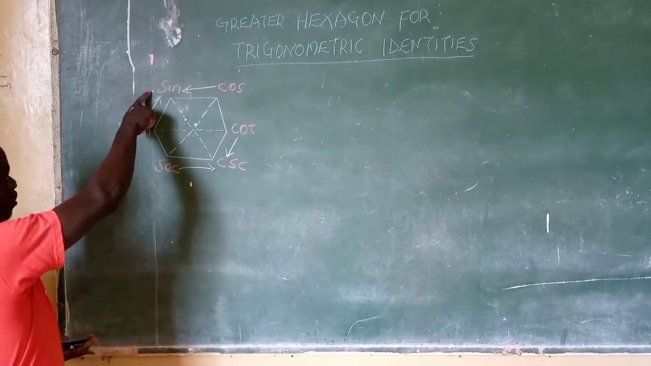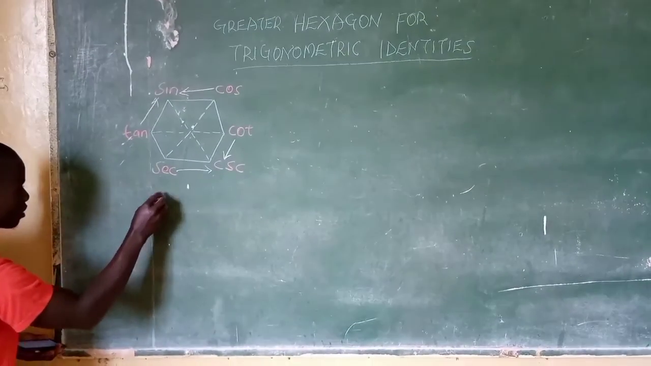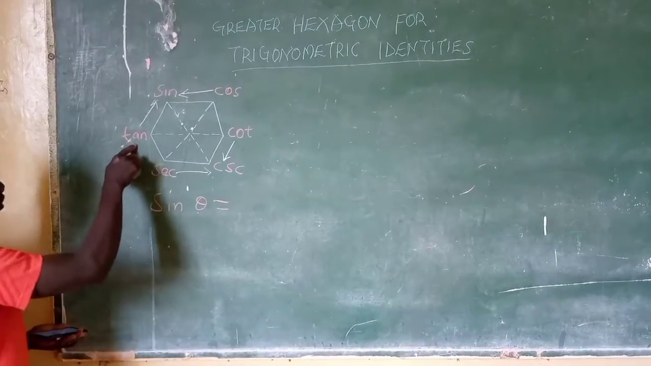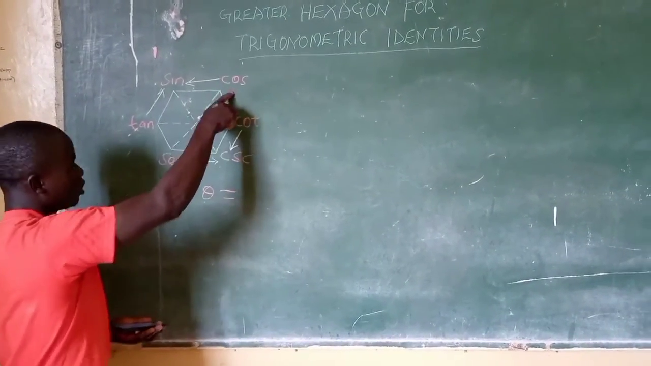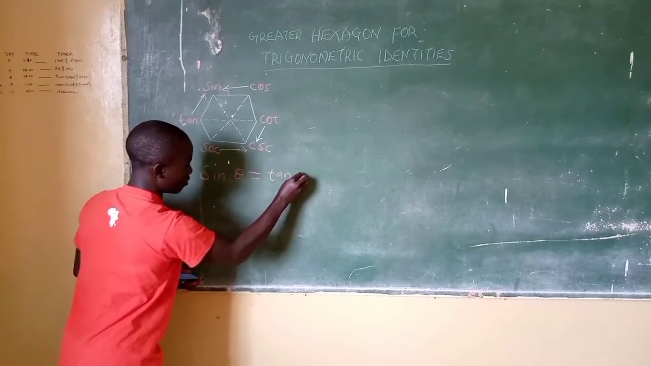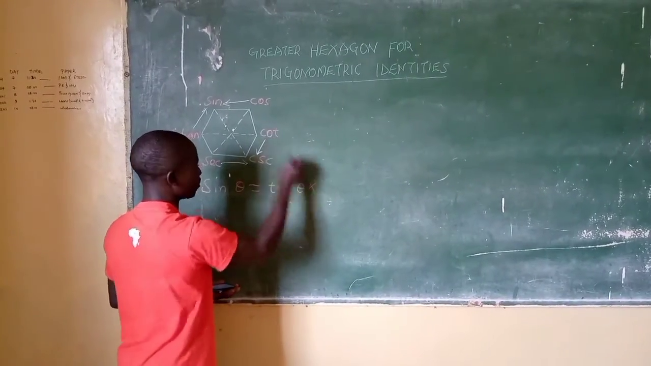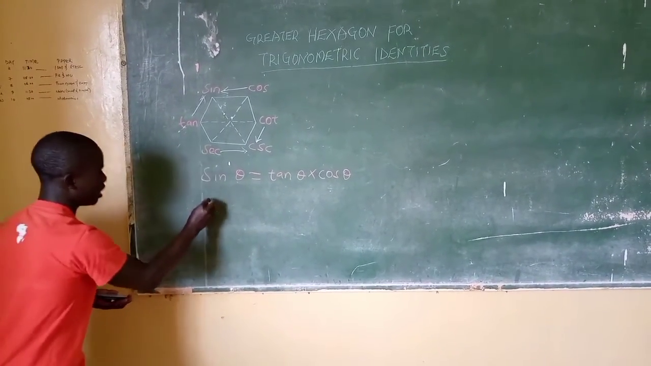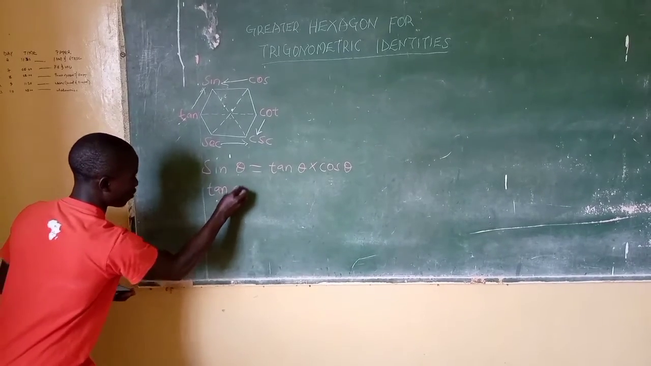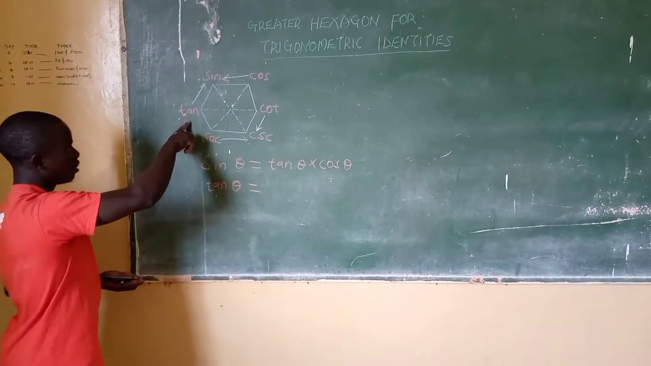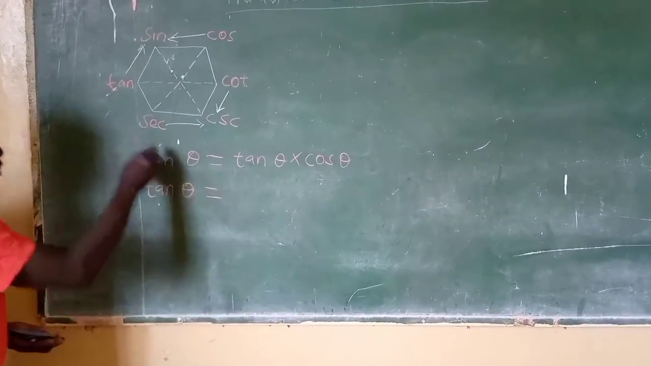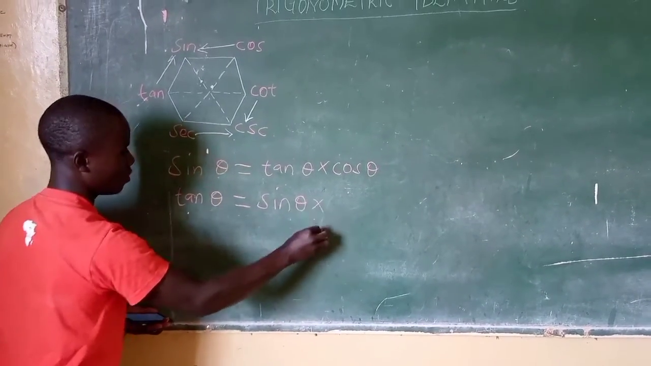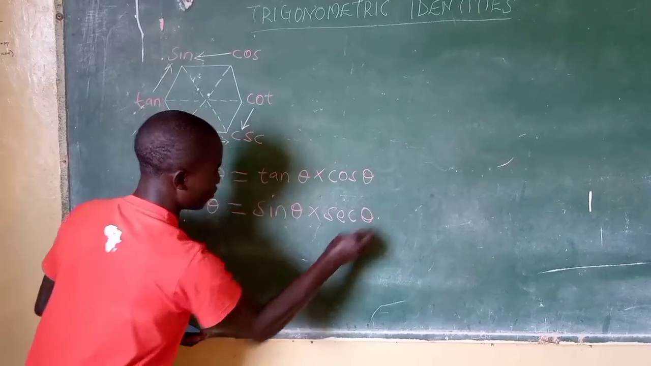For you to get the sine of an angle, say sine of theta equals the tangent of that angle multiplied by the cos of that angle. Then the next one, the tan of theta is given by sine multiplied by the secant. So it is sine of theta multiplied by secant of theta.